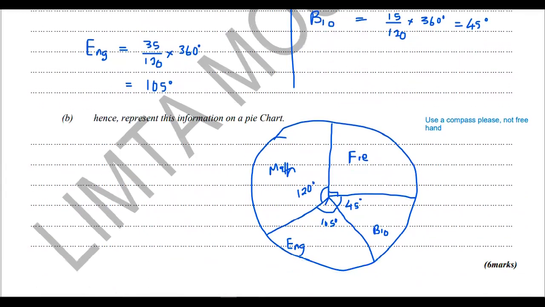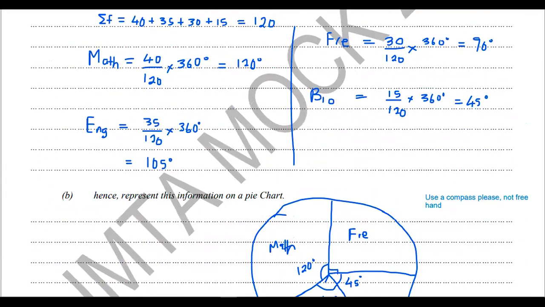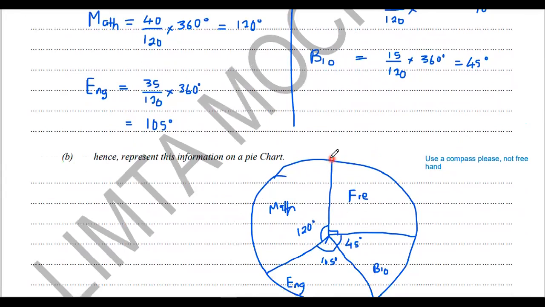Now, the B part, we should draw a pie chart from this. So you just have to use the angles that we have. You know that 90 degrees is a right angle. So this is French. 45 degrees is for biology, 105 degrees. You can use your compass to measure whatever and put, and the diagram will be like this.